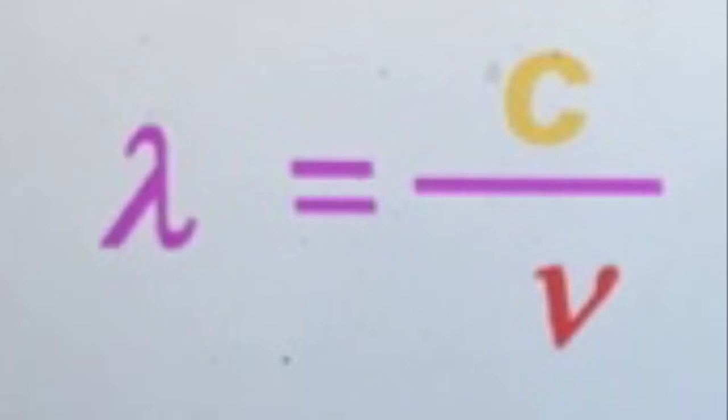In the lambda equals c divided by nu equation, c is equal to the speed of light, which is the constant, 3 times 10 to the 8th meters per second. Nu is equal to frequency in seconds, and lambda is equal to the wavelength in meters. In the E equals h times nu equation, E is equal to energy, which is in joules. H is Planck's constant, 6.626 times 10 to the negative 34 joules per second, and again, nu is frequency in seconds.